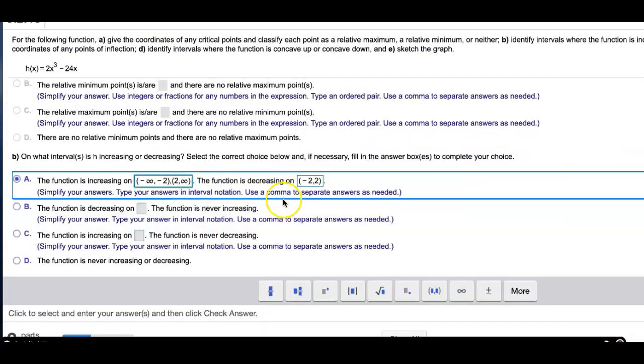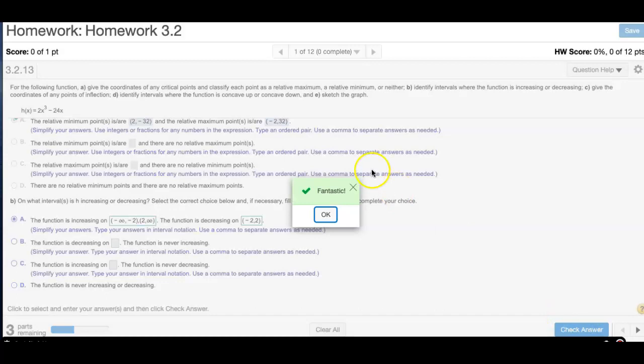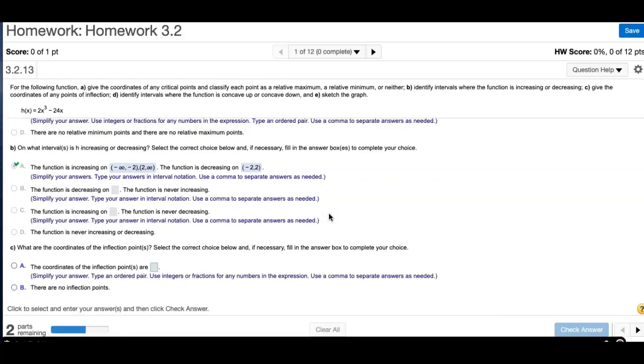And let me see if they're gonna take this time. Check answer. Fantastic. Awesome. So, okay, you should not be using a union symbol. Sorry, just type in comma. All right, part number 3.